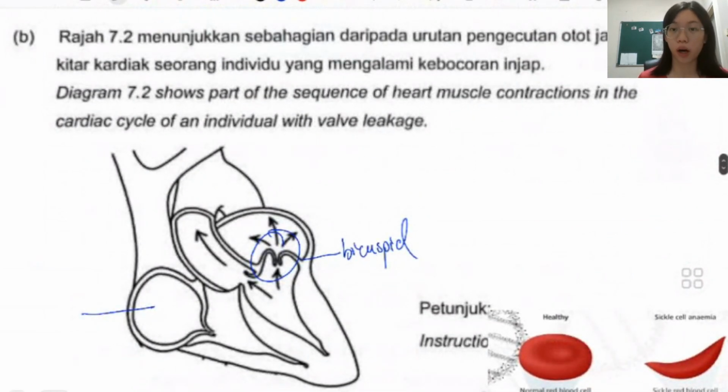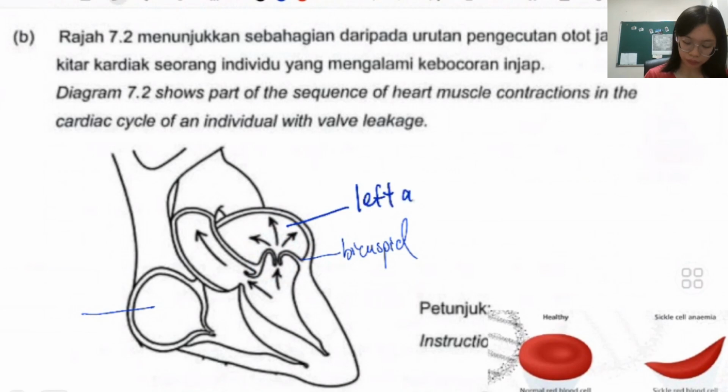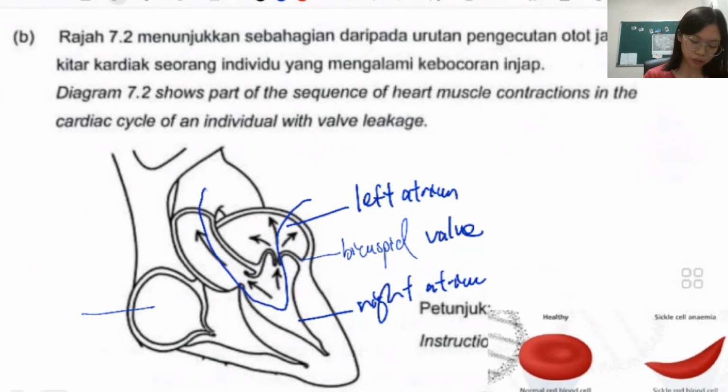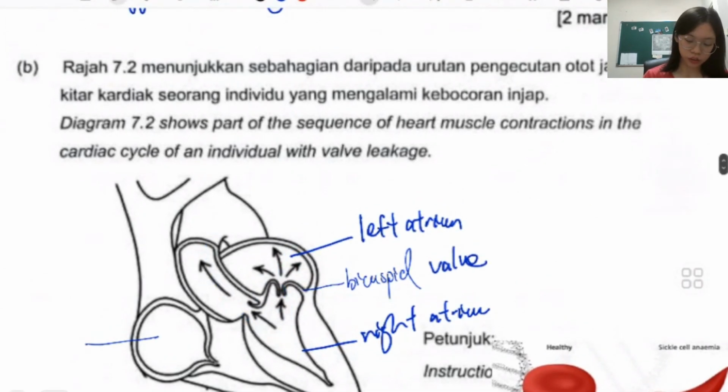cycle with a valve leakage. Since this one is located between the left atrium and left ventricle, the valve is the bicuspid valve. So you can see the arrow. Supposedly the blood should flow in this manner, should just flow in one direction.